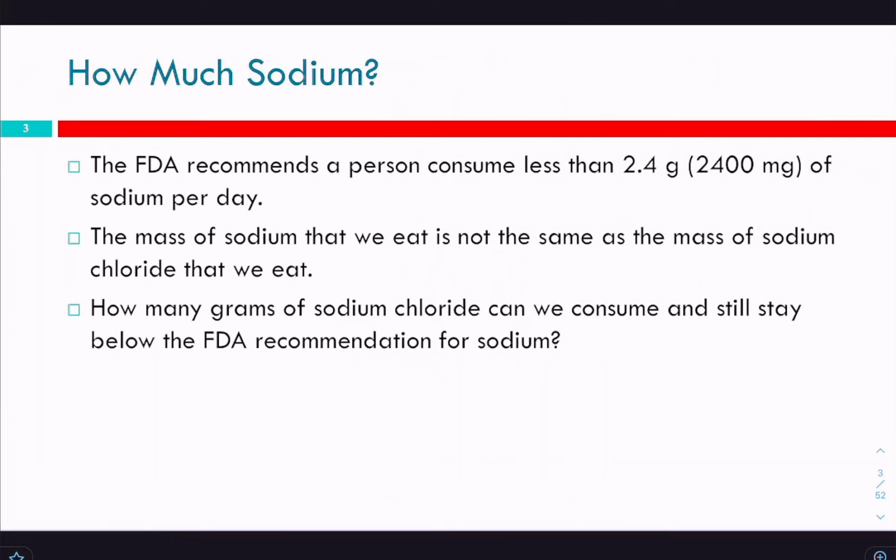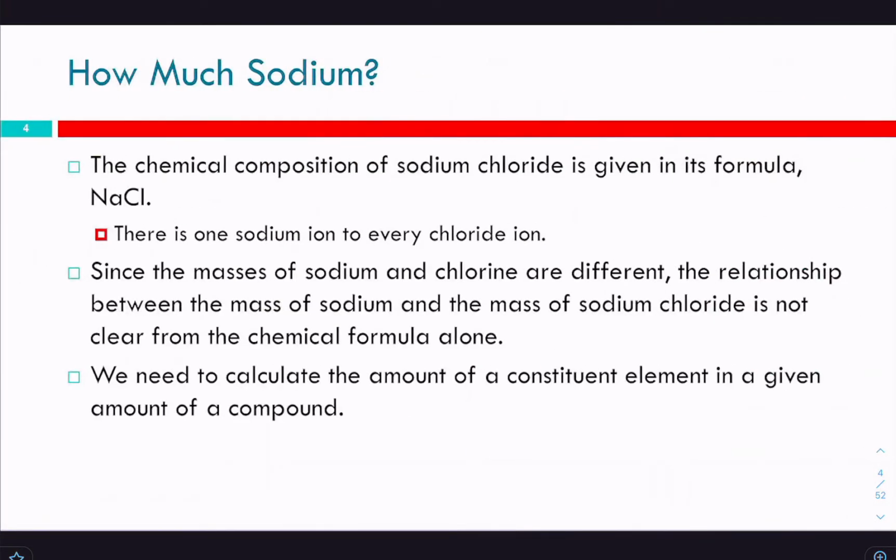So how do you figure out how many grams of sodium chloride you could consume and still stay below that FDA recommendation for sodium? And again, we have the chemical formula from the name, sodium chloride, which is NaCl. So there's 1 sodium atom, 1 chlorine atom, and all we care about here are all of the sodium atoms.